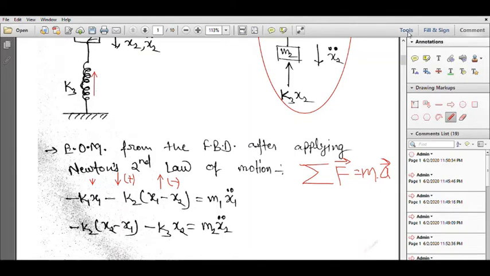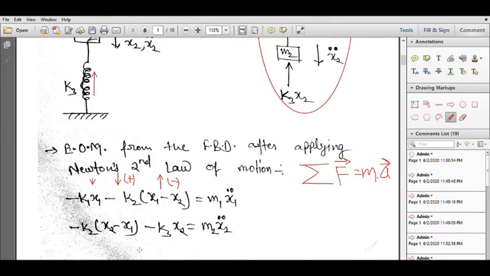Now, talking about mass 1, the force K1x1 is acting in upward direction, so I'll write minus K1x1. The force K2 into x1 minus x2 is acting in upward direction, so I'll write minus K2 into x1 minus x2. And it is equal to m1 x1 double dot. x1 double dot is the acceleration of mass m1.